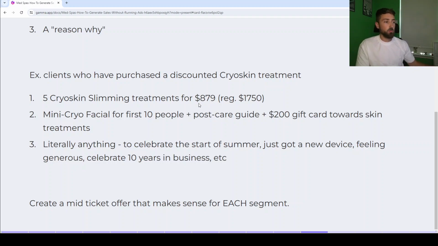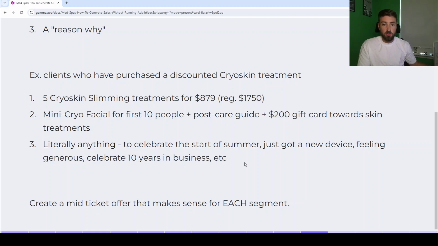And then from there, what you could do is group those customers together and then send them an offer of 5 CryoSkin slimming treatments for just $879. It's regularly $1,750. The bonuses that you're including are a mini cryofacial for the first 10 people. You're also including a post-care guide and a $200 gift card towards your other skin treatments. And then your reason why can be literally anything.